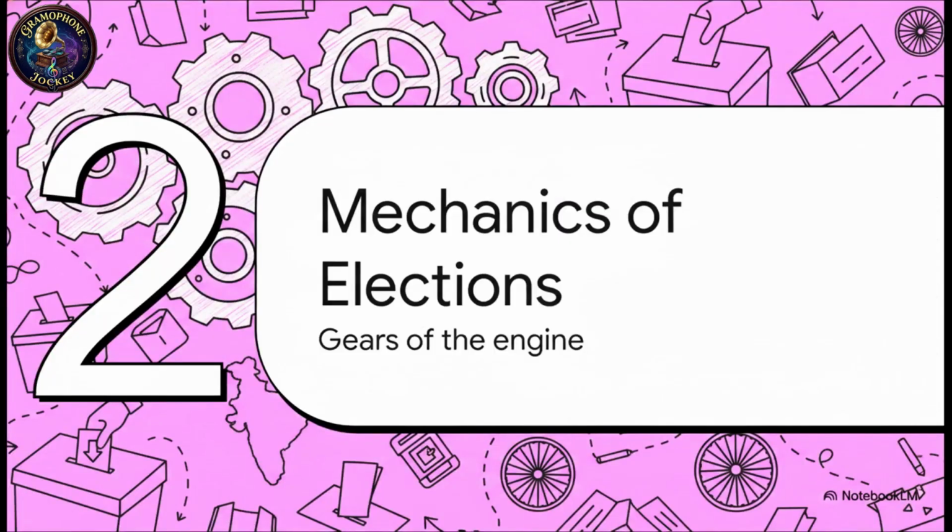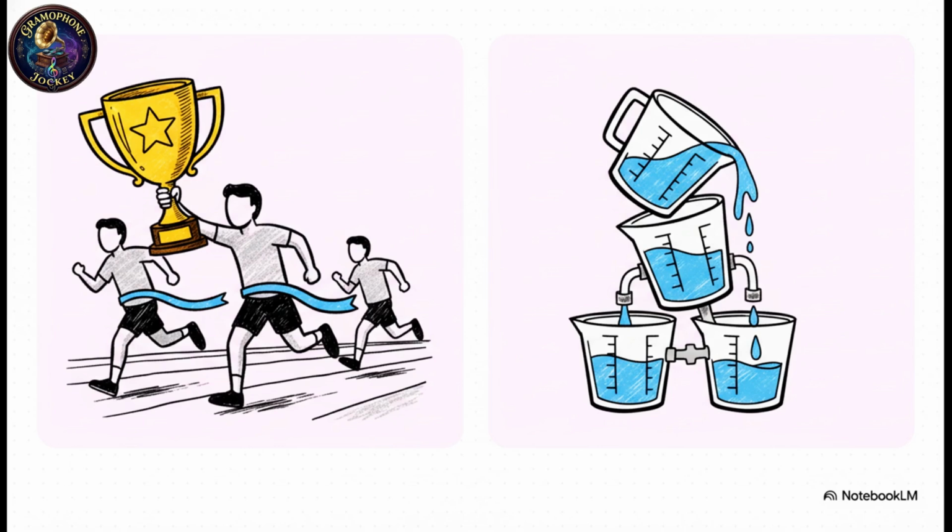Moving right along to part 2, the mechanics of elections. These are the physical gears of the democratic engine. Right, so not all elections are run the same way. India actually uses 2 distinct systems depending on the office you're talking about. For direct elections to the Lok Sabha, the lower house of parliament, they use the first-past-the-post system. It's pretty simple. The country is divided into 543 constituencies, and whoever gets the most votes in their specific area wins the seat. Simple winner takes all.